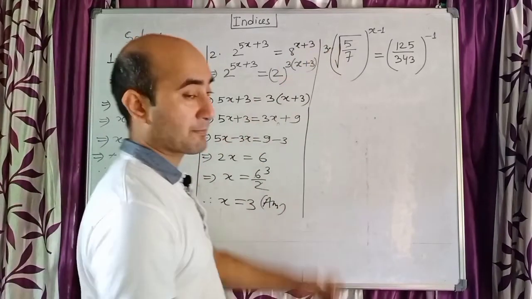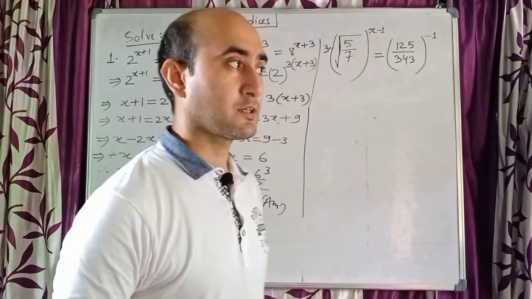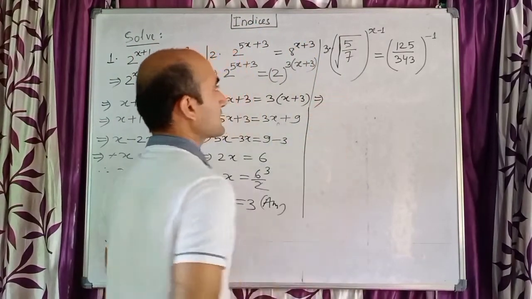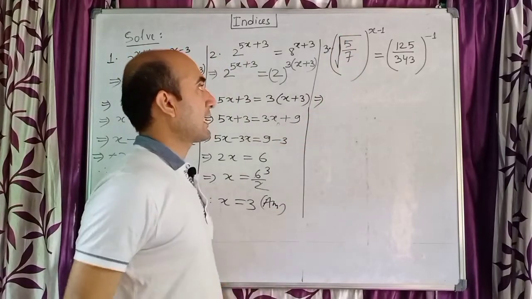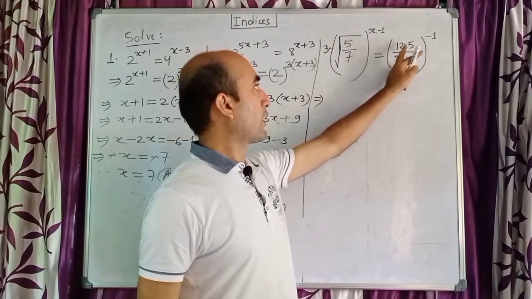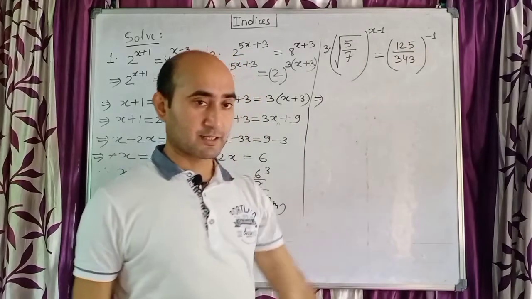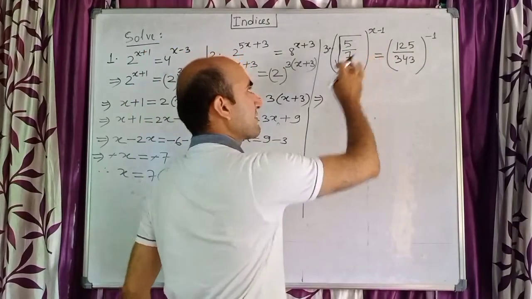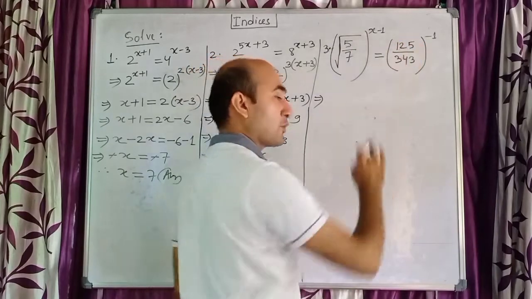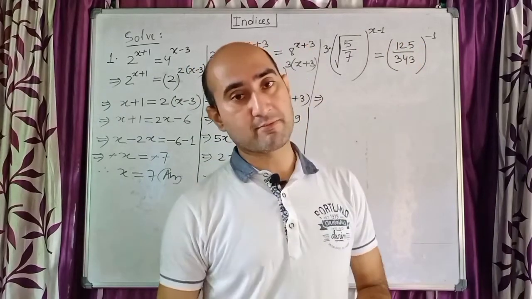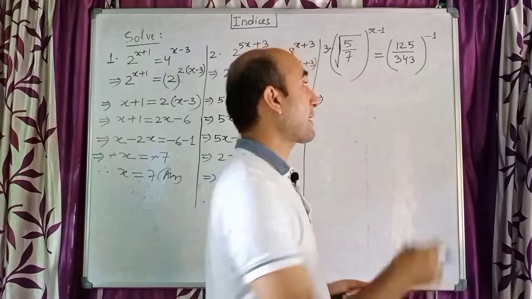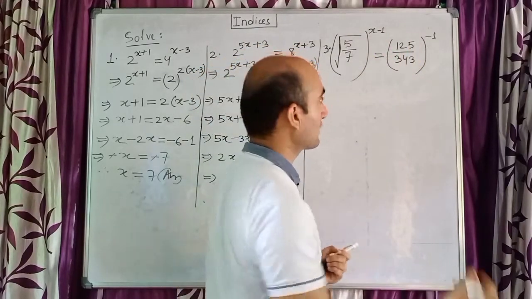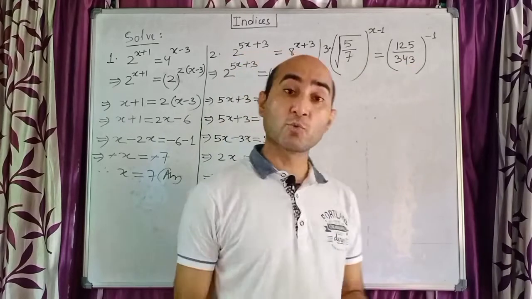So one more question I have done here, children, a little bit advanced but very simple. You can see here 5 by 7, and here 125 by 343. So very easy, children. Here 5 by 7 is my base, and 125 is the cube of 5, so here also it will become 5 cube, and 343 is the cube of 7.